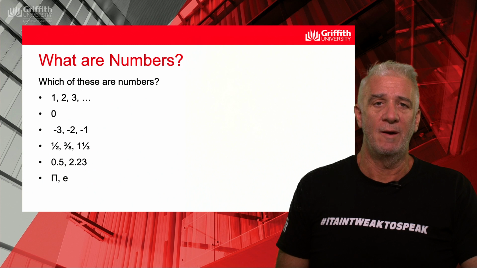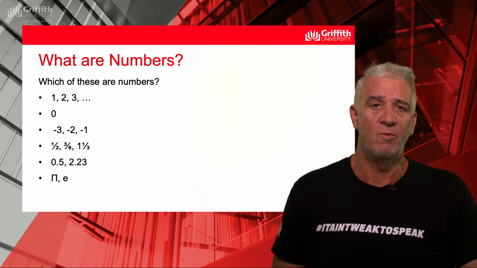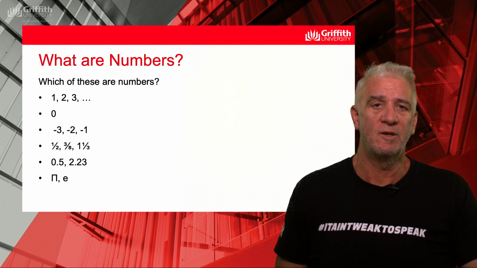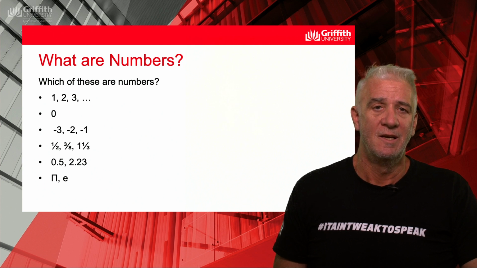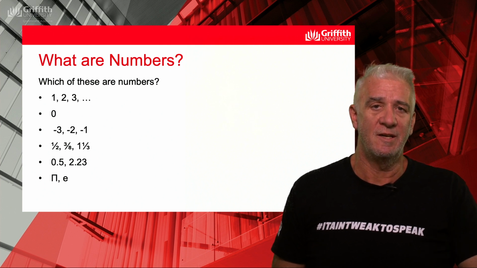These are called irrational numbers. The ones above are all called rational numbers. They're called rational because you can write them down exactly. These two numbers you can't actually write down exactly.